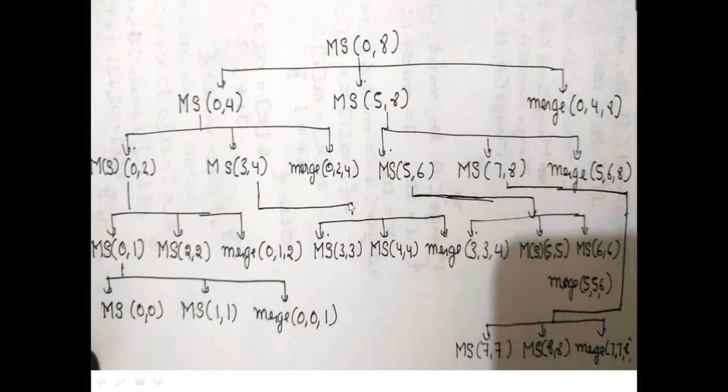So again a call will be made to three functions. First is a recursive call to itself. Second one is also a recursive call with lower bound, upper bound 3 3, lower bound, upper bound 4 4, and a merge with lower bound 3, midpoint 3, upper bound 4.